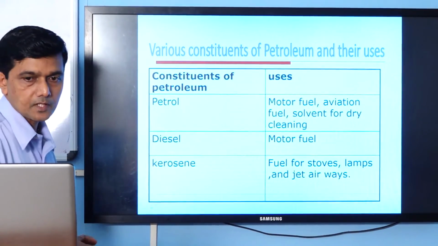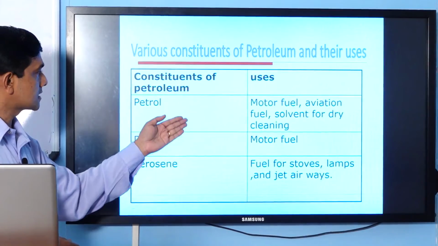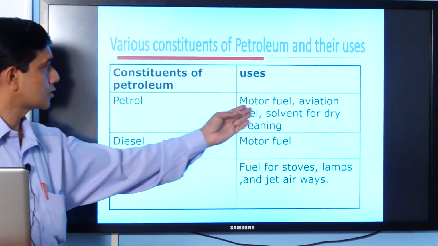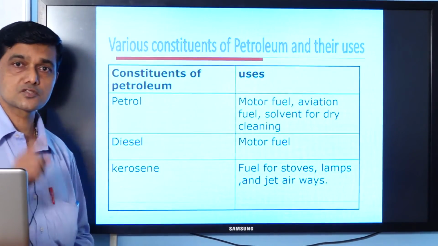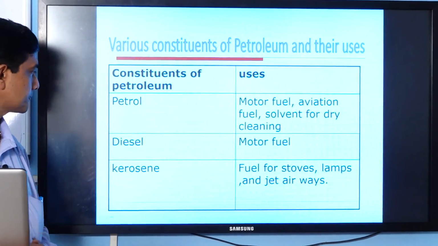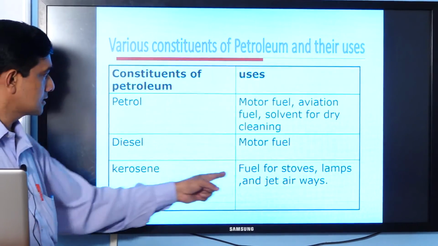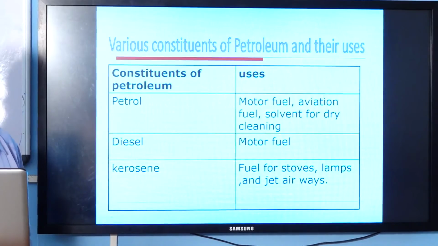Coming to various constituents of petroleum and their uses. Here is the table. Petrol we may use in motor fuel, aviation, for aeroplanes. It is also used as a solvent for dry cleaning. Diesel is used for motors. Kerosene is fuel for stoves, lamps and for jet airways.